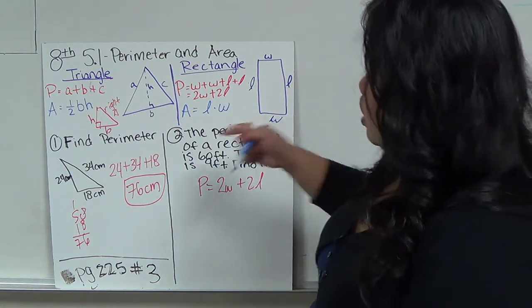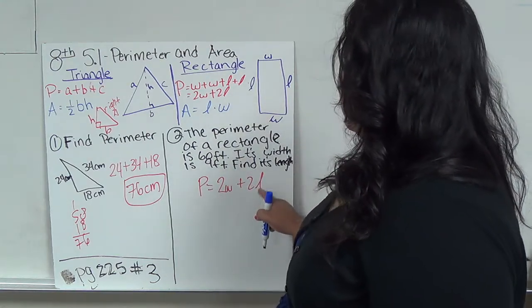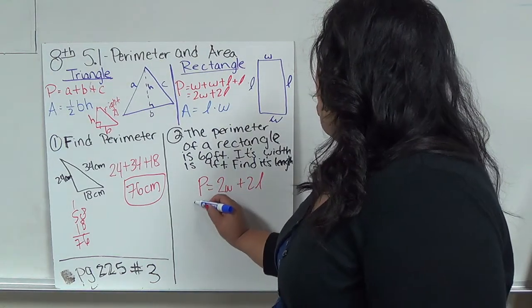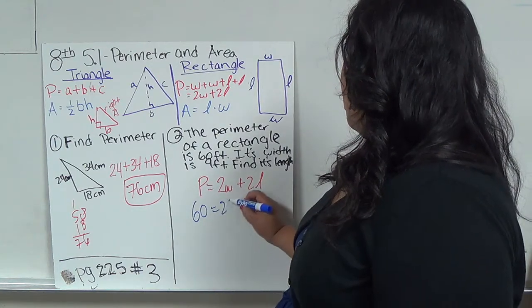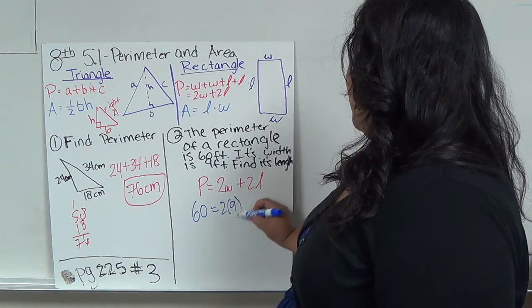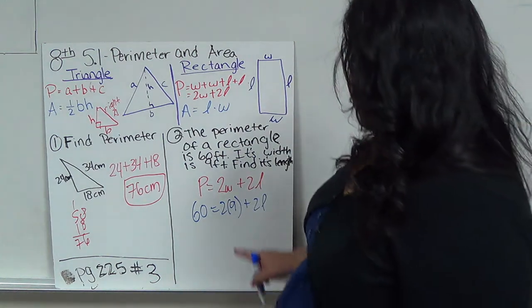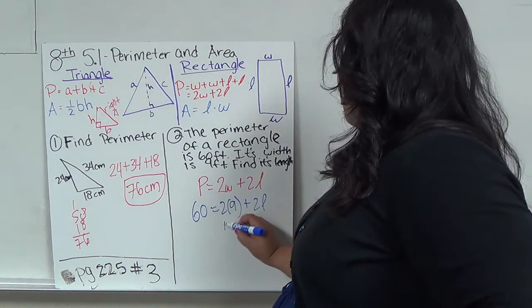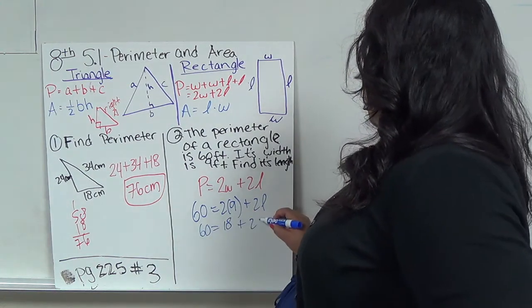Okay, so it's not just a straightforward add up all the sides. They give us the perimeter and we're missing one of the sides. So if the whole perimeter is 60 and its width is 9 feet, then what is its L? Okay? So in this case, let's just do 2 times 9, which is 18, plus 2L equals 60.